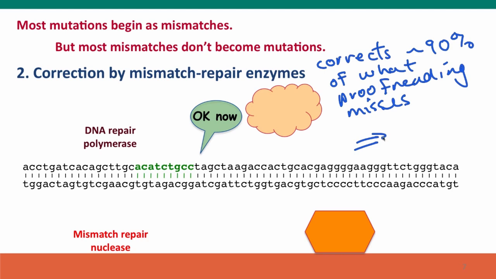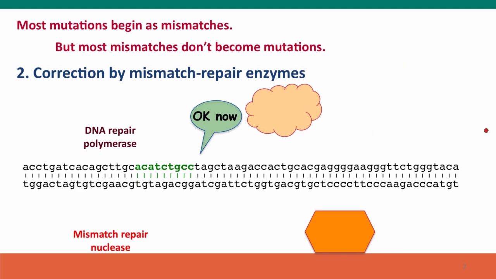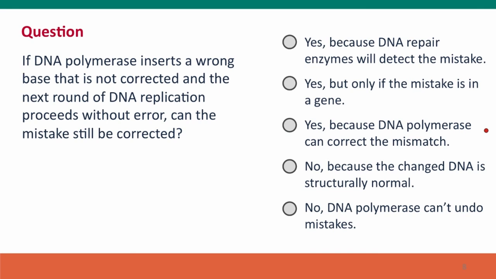So the final error rate is approximately 10 to the minus 9th errors per base pair, which is an extraordinary fidelity for a molecule or a molecular complex to achieve, far better than we can do ourselves. So here's a question. If DNA polymerase inserts a wrong base that isn't corrected by proofreading, it isn't corrected by mismatch repair, and then the DNA gets replicated again when the cell next divides, can the mistake still be corrected?